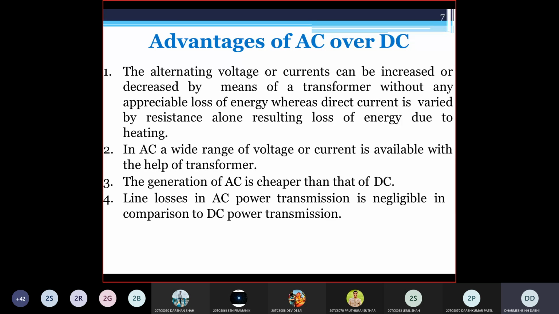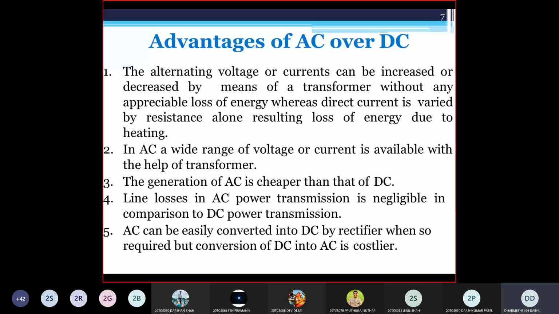And fourth one is line losses in the AC power transmission is negligible compared to the DC power transmission. Why? Because as I already told you, AC power transmission is done at very high voltages. So when we transmit power at high voltage, what will happen? The current value is very small. So because of that, the I square R loss becomes very negligible as compared to the DC power transmission. So because of this fourth reason, we generally prefer the AC.